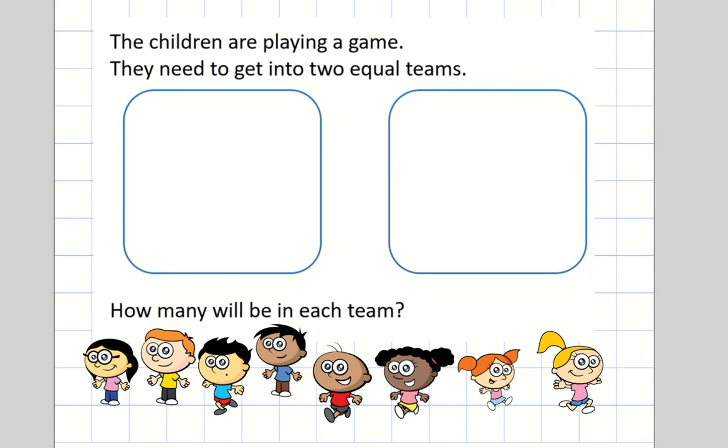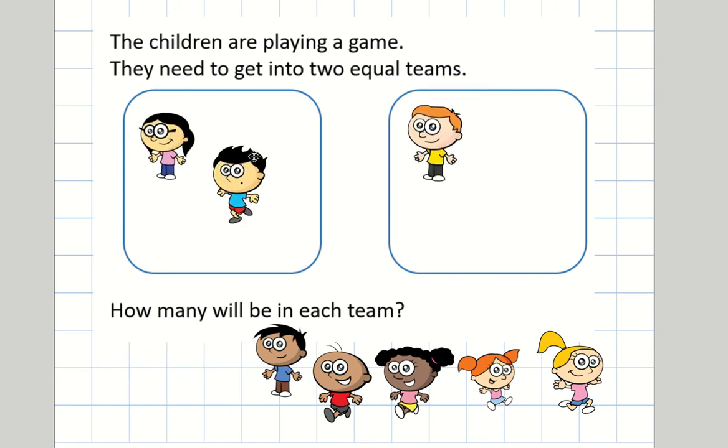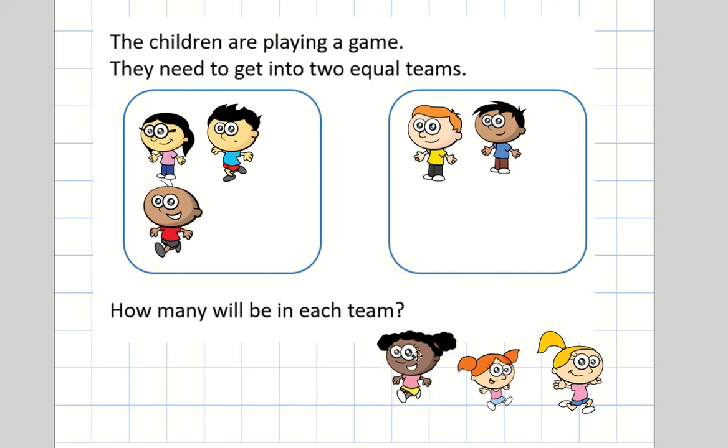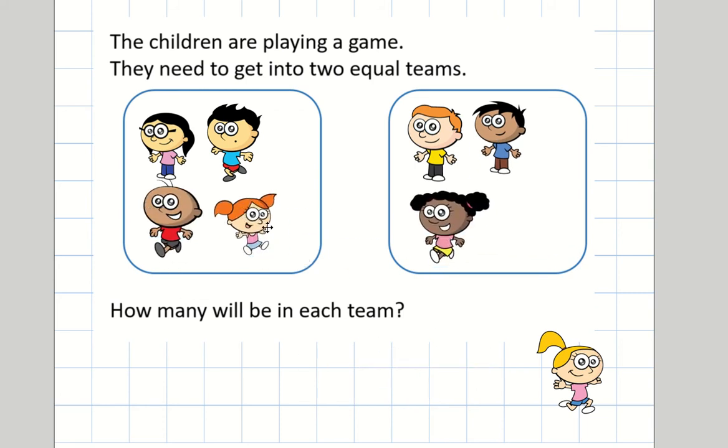So the first thing we're going to look at this morning is this here, and it says the children are playing a game and they need to get into 2 equal teams. How many will be in each team? We've got 8 children in total here, and we're going to split them equally between 2 groups. You might be having a think whilst I'm doing this as to what the answer is going to be. So we've shared 8 equally between 2, and we've got 4 children in each group.